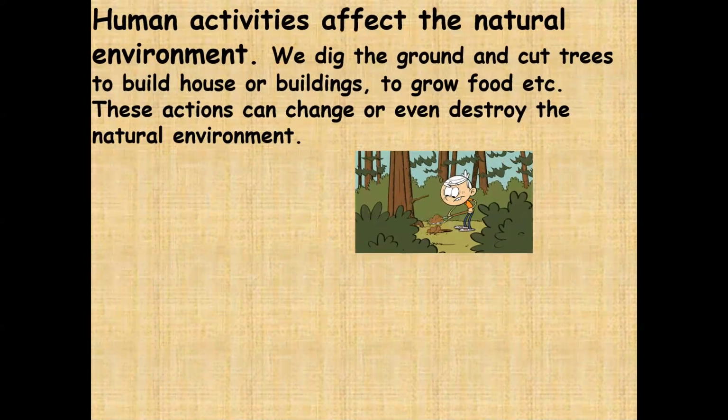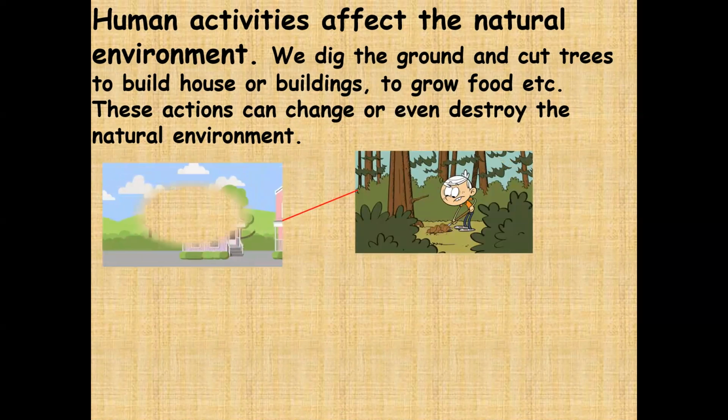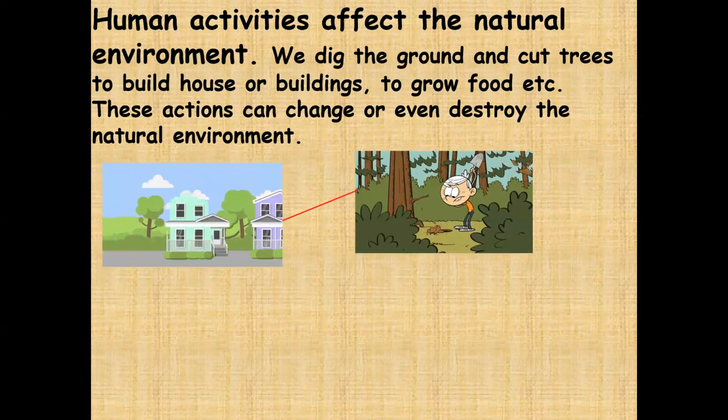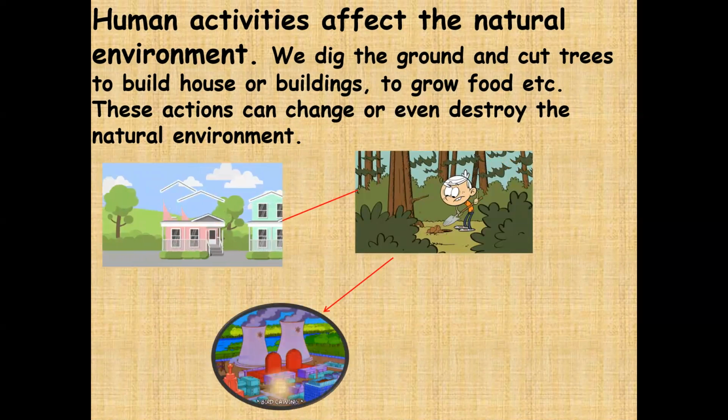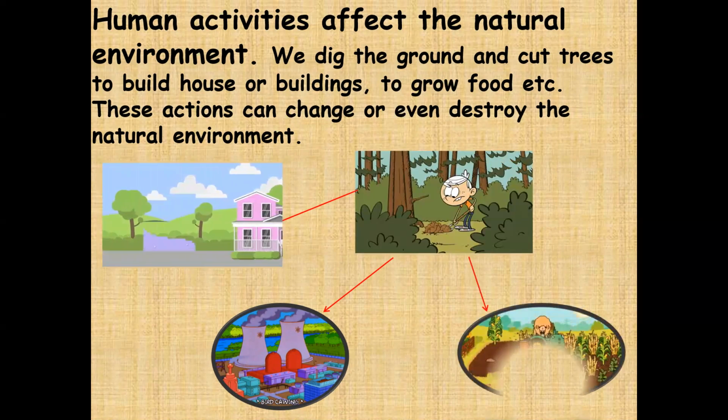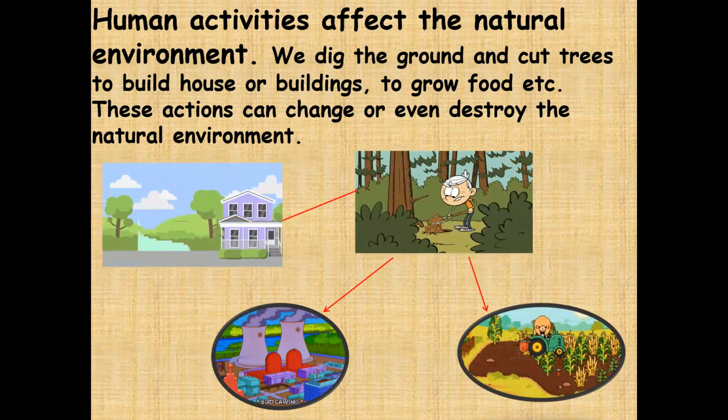Human activities affect the natural environment. We dig the ground and cut trees to build houses or buildings, to grow food, etc. These actions can change or even destroy the natural environment. Why do we cut down trees, children, and dig holes in the ground? Yes, we need trees for construction, to build factories, and to do agriculture.